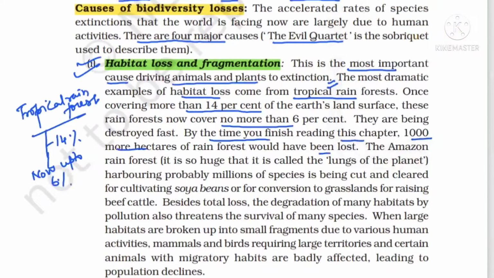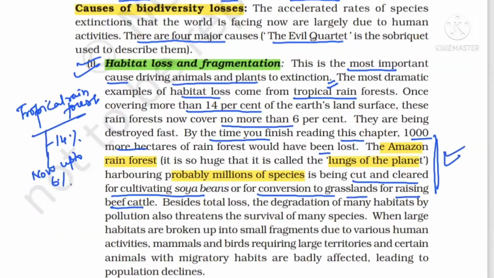Now beta, the Amazon rainforest is also known as the lung of the planet. It has millions of species. I think we studied this in the previous videos. It has nearly 125,000 invertebrates, more than 40,000 plant species, 3,000 fishes, 1,300 birds, so much diversity. It is now being cut at a very fast speed for cultivating soybean, or it is converted to grassland, for beef production. This is an example of habitat loss. When there is no forest and it is converted to grassland, obviously loss of species diversity will occur.